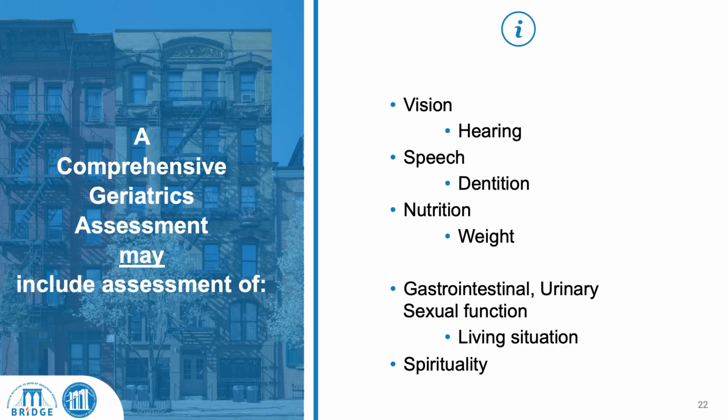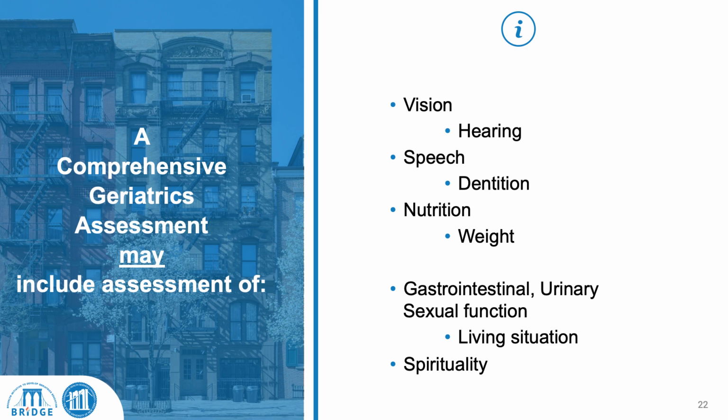A comprehensive geriatric assessment may include assessment of vision, hearing, which we actually recommend as part of our service because sensory deficits, vision and hearing, sometimes affect cognition, memory, mood, and the person's ability to function independently. Speech, dentition: how are the dentures fitting? They have them, but they won't wear them. They take them out to eat.